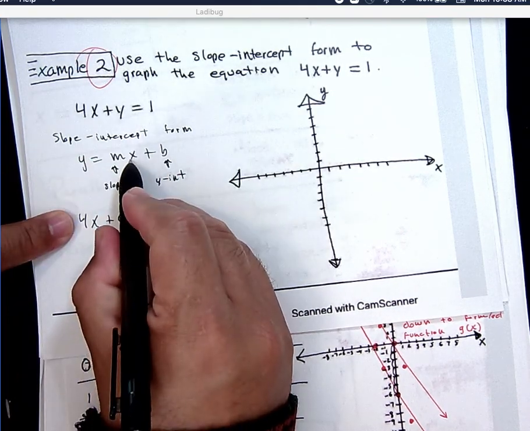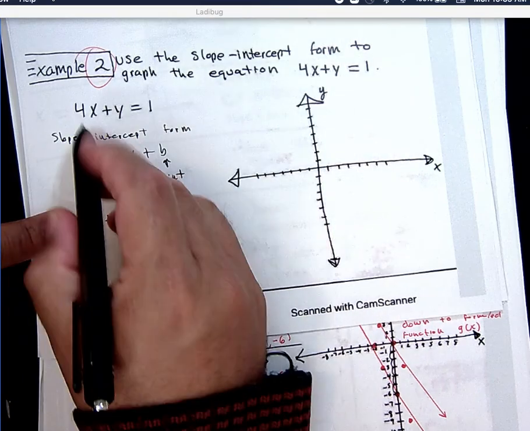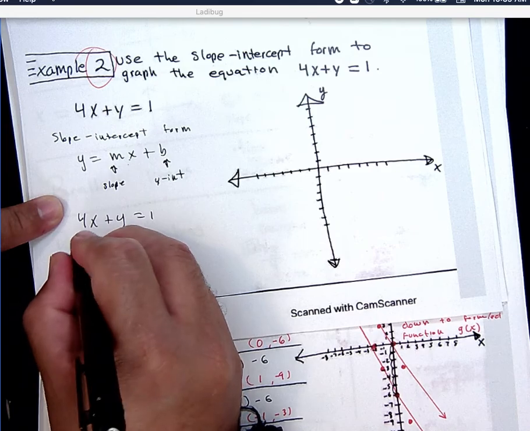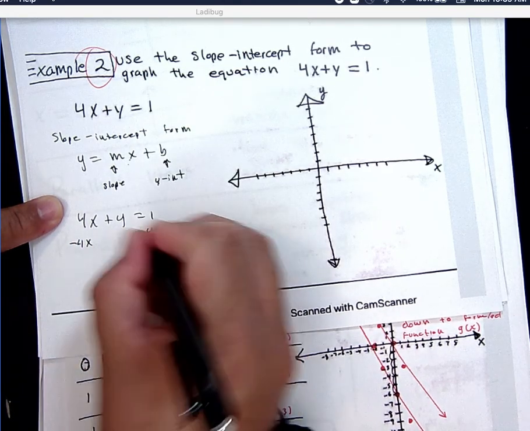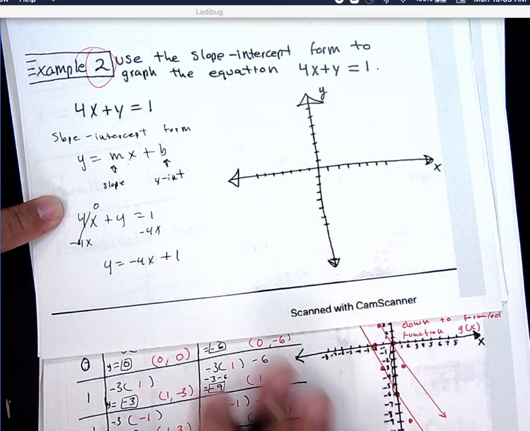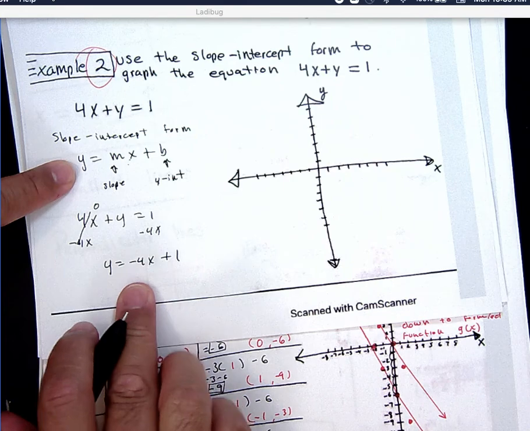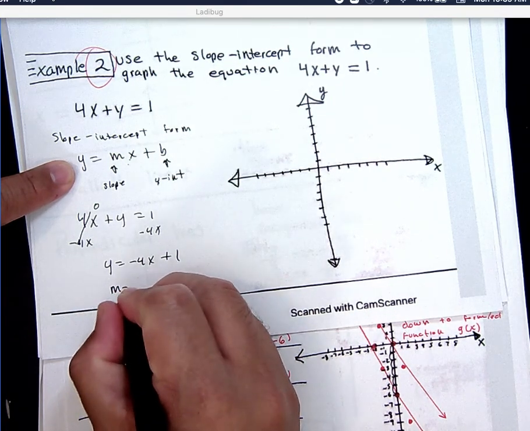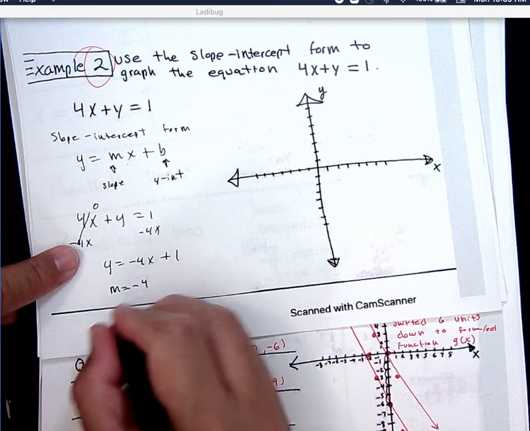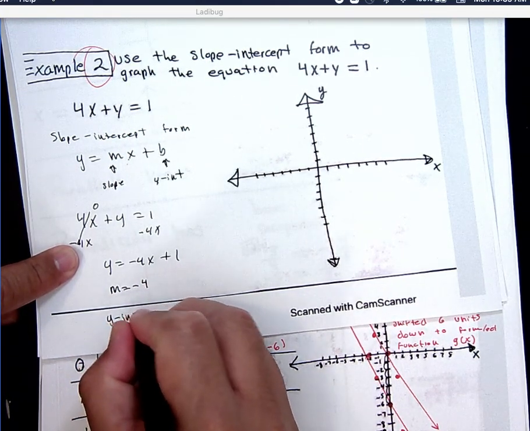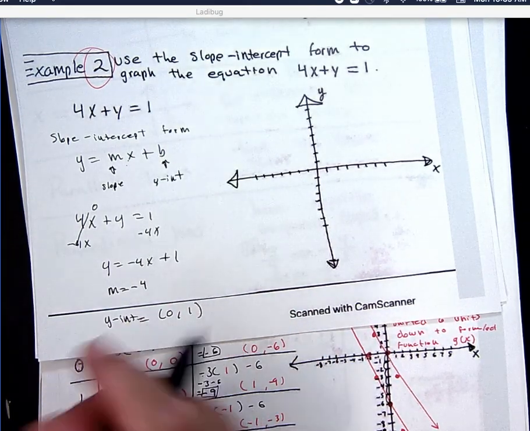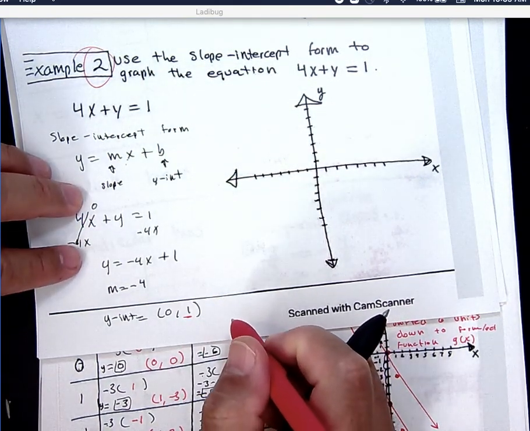So where do we have the x? With the x, it's on the right side. So we need to bring that x to the right side to make it look like the slope-intercept form. So you're going to subtract 4x. That becomes 0, so negative 4x plus 1. So now it's in slope-intercept form. So what's the slope? Negative 4. And what's the y-intercept? It's (0, 1). So it's just the intercept.